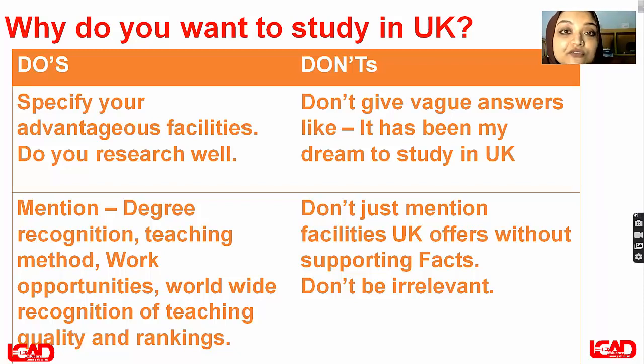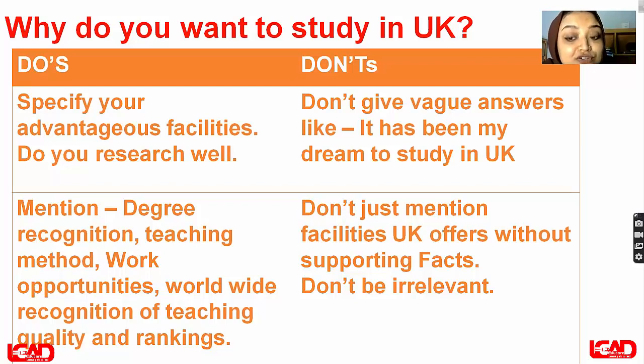Now, things that you need to avoid when you're answering the question. Again, don't give vague answers, don't give general answers like it has been my dream to study in UK, UK is one of the number one destinations for international students, UK is a beautiful country, it's one of the richest countries. Don't give these answers. They only will get you negative markings.